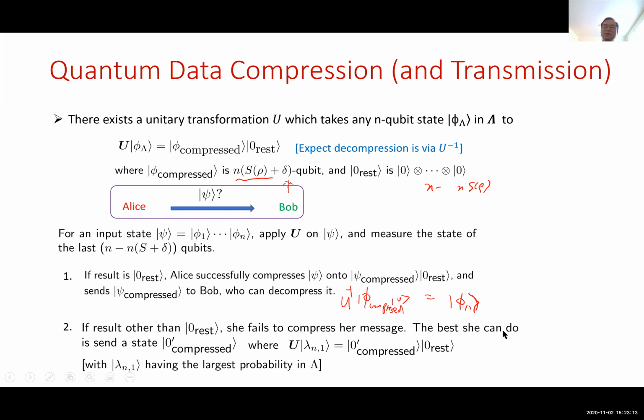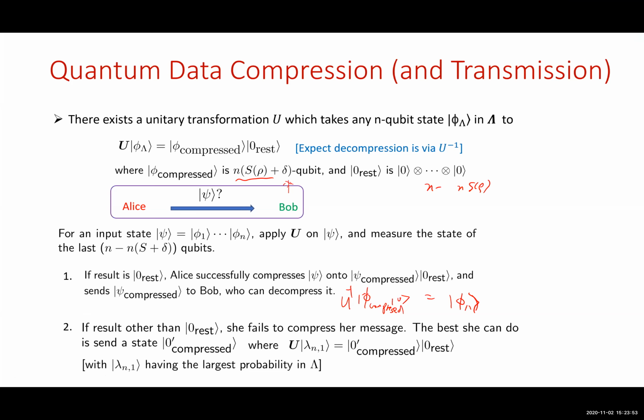So the best thing she can do is to send a compressed state so that when Bob decompresses it, this state would have the largest probability in the typical subspace. Basically, the second case means that the procedure failed, but we want to send some state that has the largest overlap with the typical subspace. That would somehow enhance the probability. But this state is actually not so useful. The only useful one is 1.